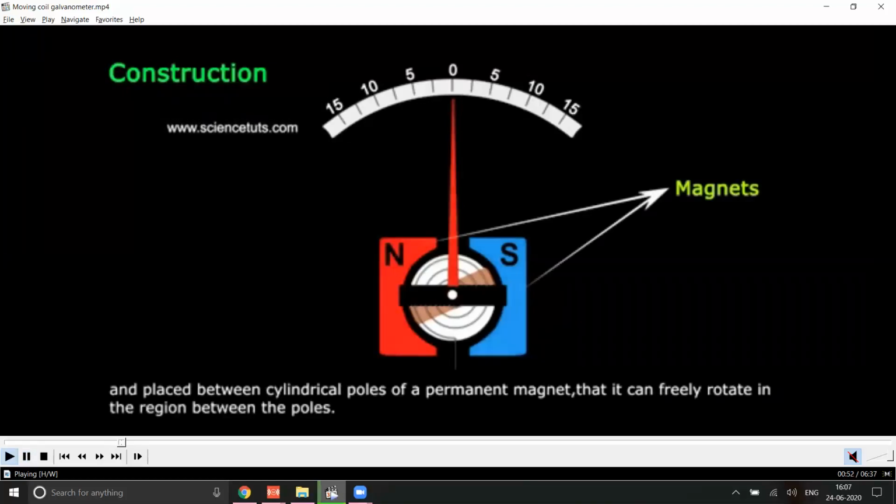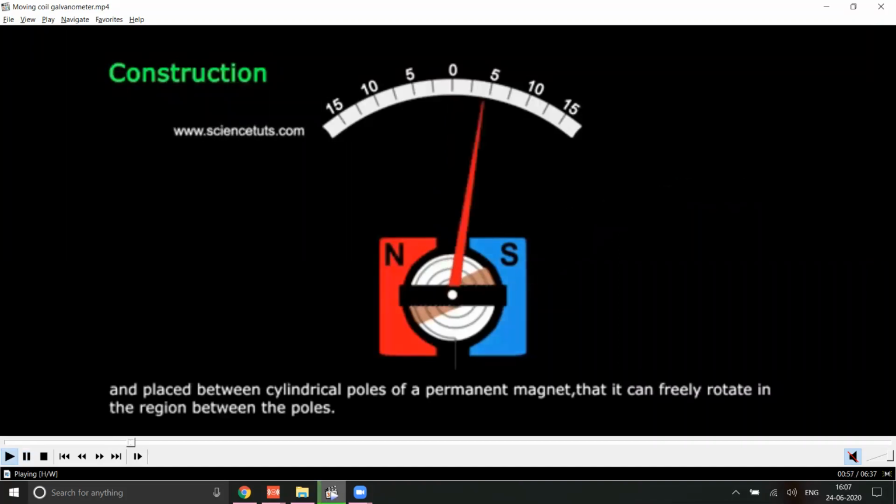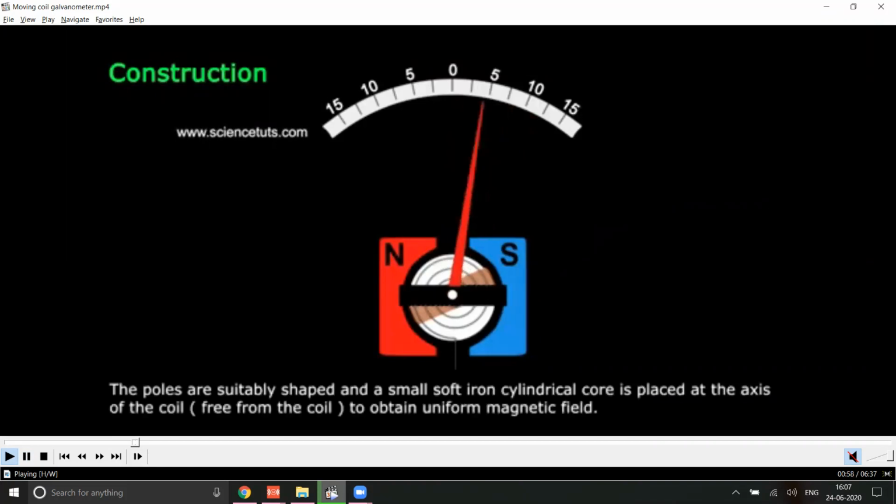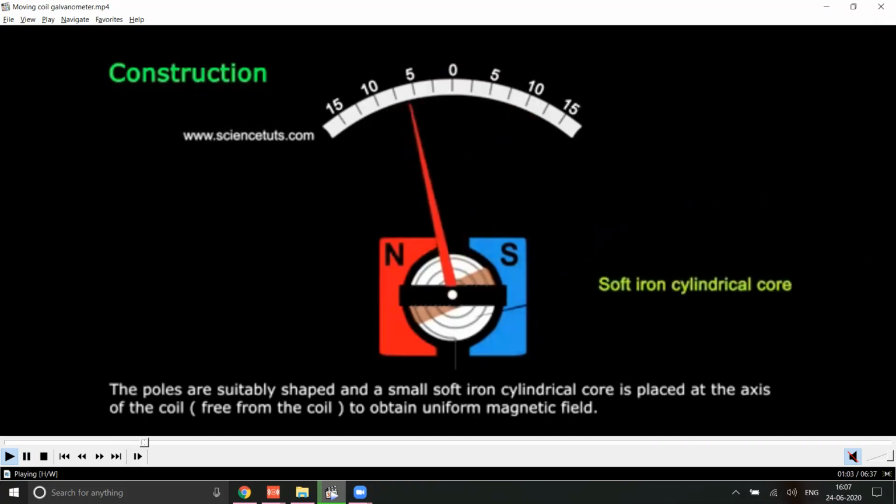Okay. So these are the two magnets within which what is placed? A current carrying coil. A current carrying coil is placed across the device. So once the current starts flowing, the pointer will get deflected like this. And one more important point is the cylindrical core, which is made of soft iron. That also I'll tell you the reason for it.